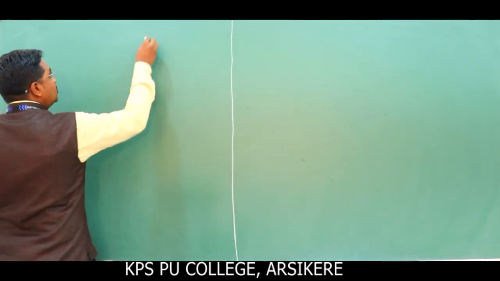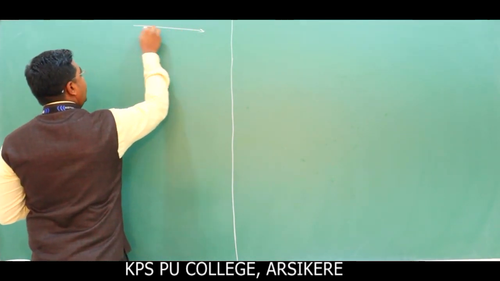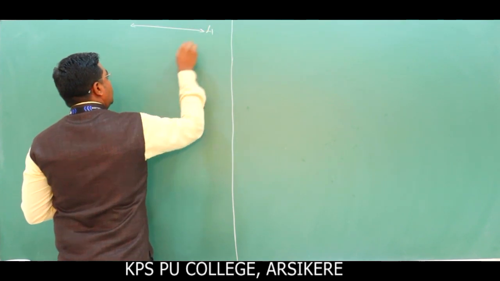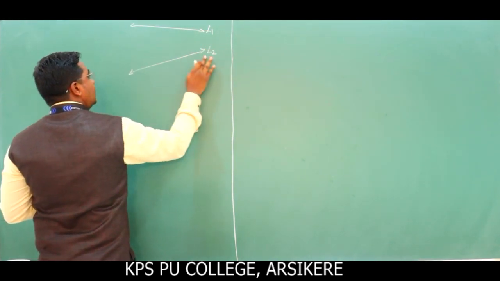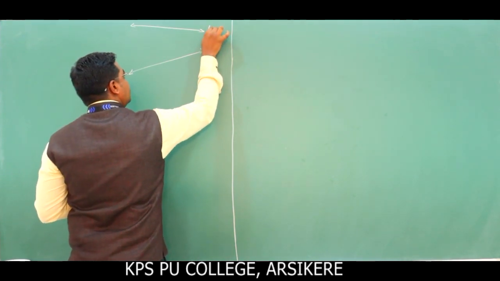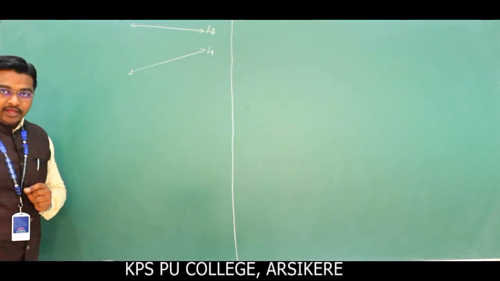Non-intersecting and non-planar or non-parallel lines are called skew lines. Here we have the two skew lines. This is the line L1 and we have another line L2. So I will take this as L1 and this as L2. So these two are the two lines.